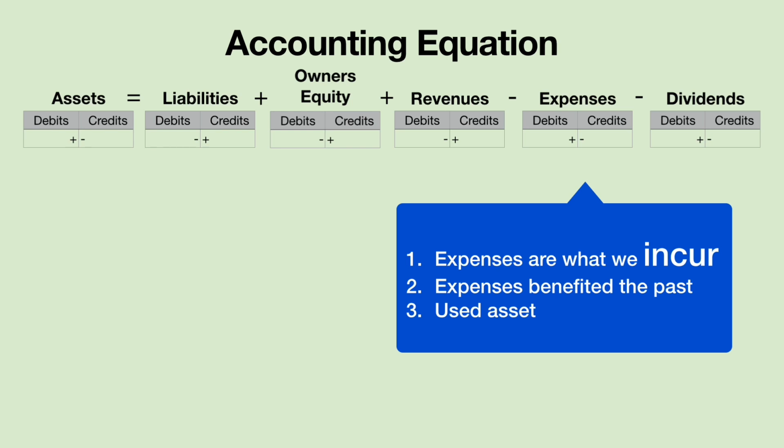Another definition for expense is a used asset. So if I buy paper, printer paper, and it's new, that's an asset. But after I use it and throw it in the trash, that asset has to be transferred over to expense. An expense is a used asset. Expenses benefited the past, whereas assets will benefit the future.